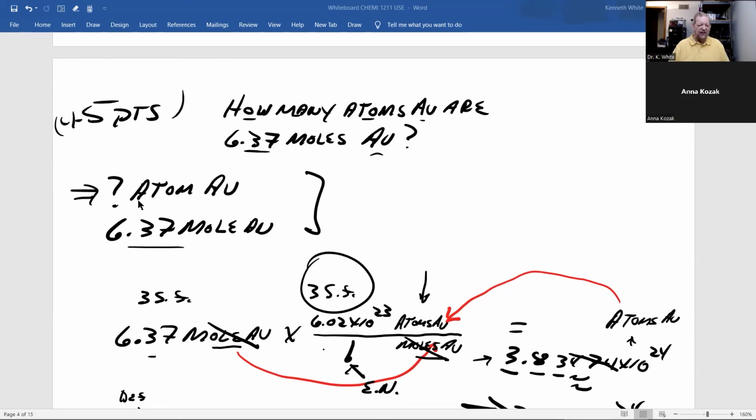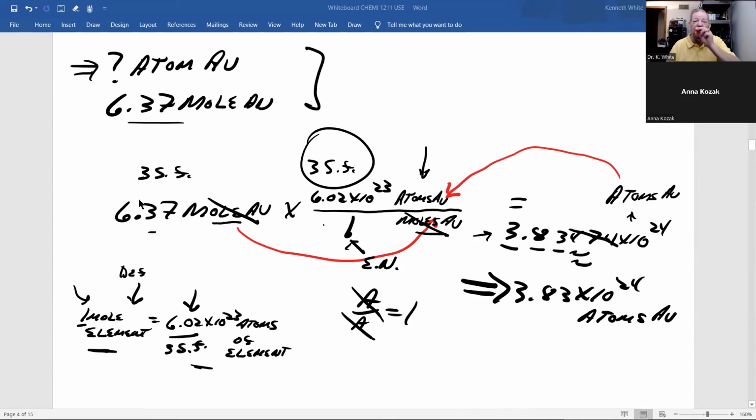Once you've calculated this, it's time to use your good buddy, your good friend, unit analysis. You put down the only thing you have to start with, which is 6.37 moles of gold. You look up here: what units do I want my answer in? It's atoms of gold. And therefore, you use your good buddy, your good friend. You have a ratio that will convert moles of gold to atoms of gold.